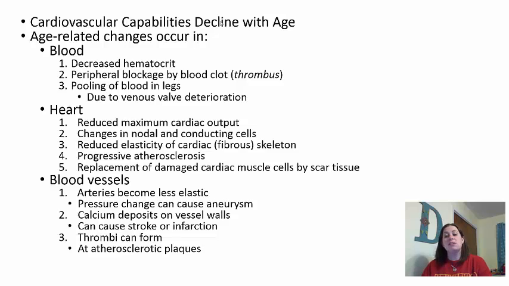All right, so this completes our look at the cardiovascular system. If you have any questions or concerns, please let me know.